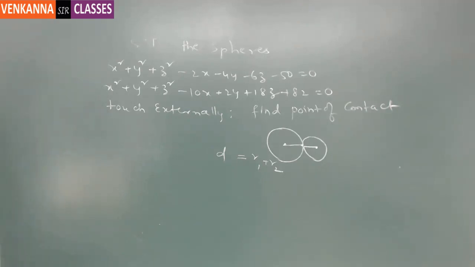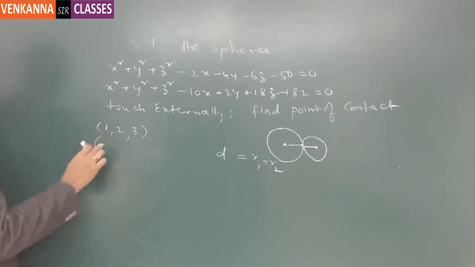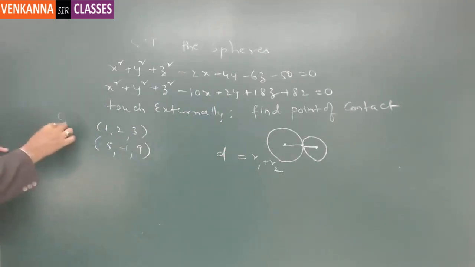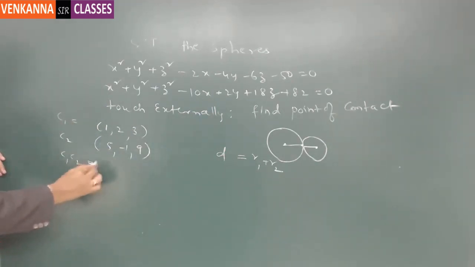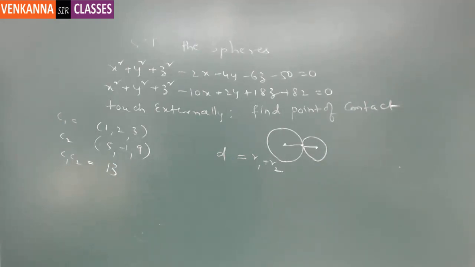So for the first sphere, the center is 1, 2, 3, and the second sphere 5, -1, 9. These are the centers. So if you calculate the distance between them, it is nothing but 13. Accepted? Applying square root of x2 minus x1 whole square plus y2 minus y1 whole square plus z2 minus z1 whole square, you will get 13 for the 2 points. Accepted?